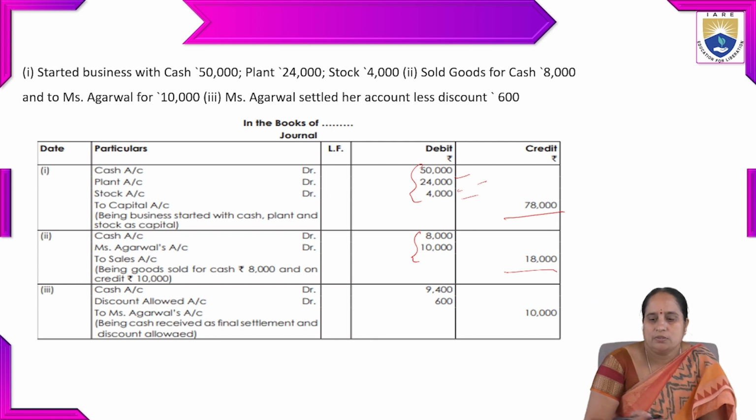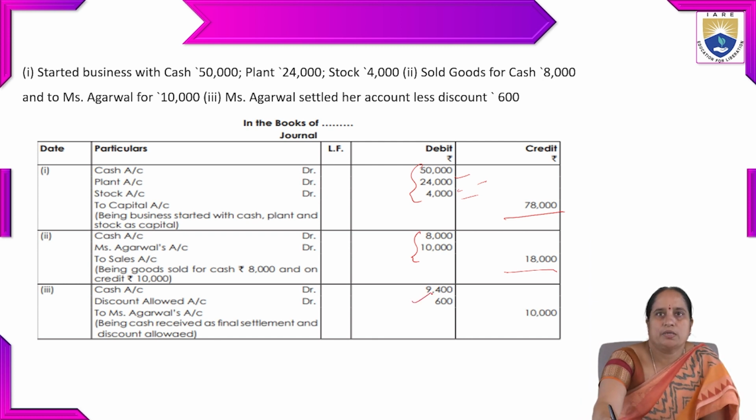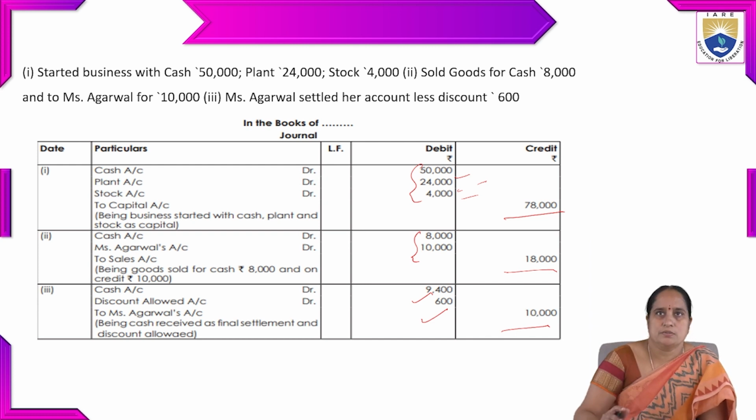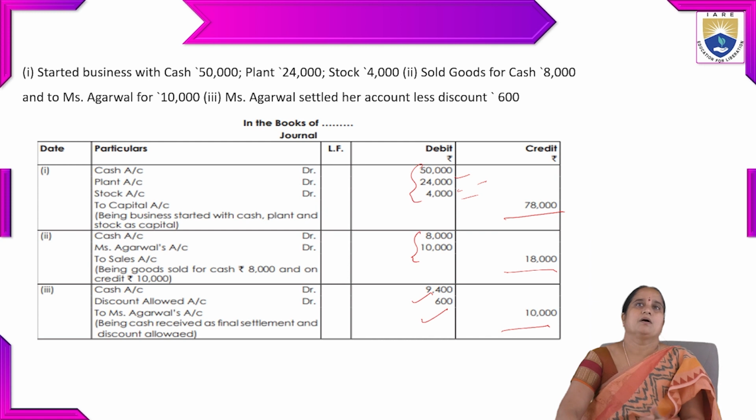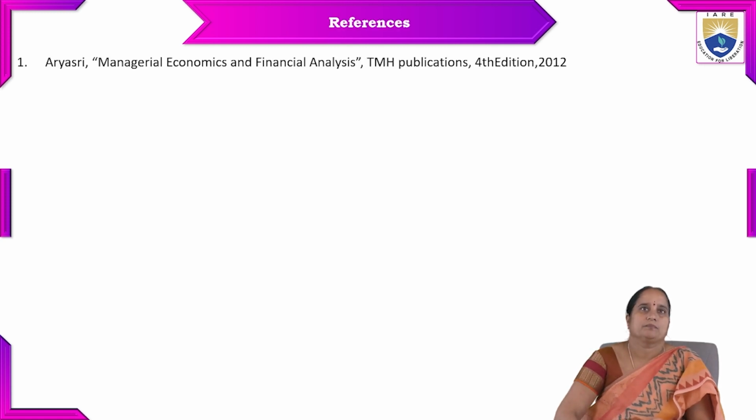And the third transaction is that Miss Agrawal settled her account less discount 600. So cash account 9,400 and discount 600. So total, that is credited to Miss Agrawal account, total 10,000. So this is a typical compound journal.